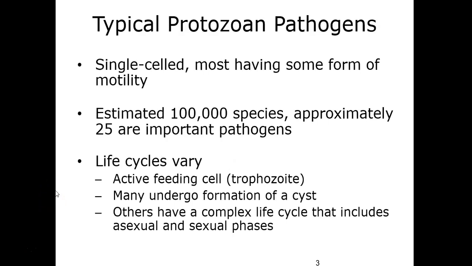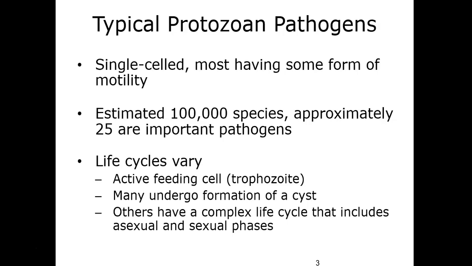So as we said, the protozoans are unicellular, and most have some form of motility. Remember, one of the big traits of the protists was that they possessed an appendage for locomotion, such as flagella or cilia or pseudopods. There are about 100,000 different species that fall into this protozoan category. Only about 25 of them are truly unique pathogens.